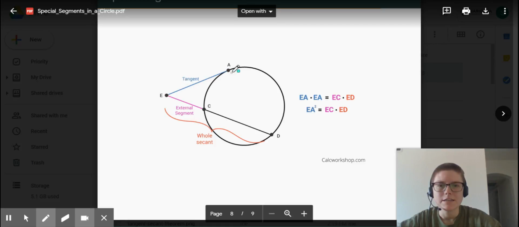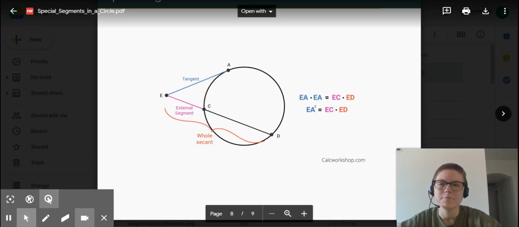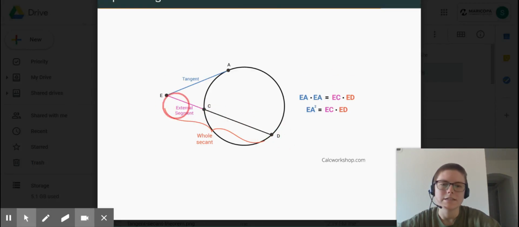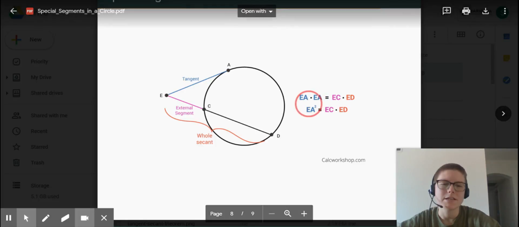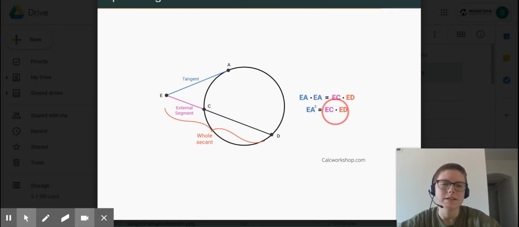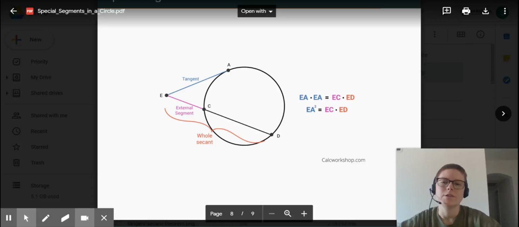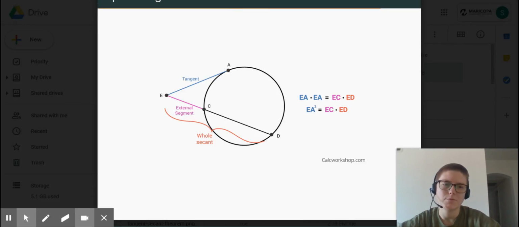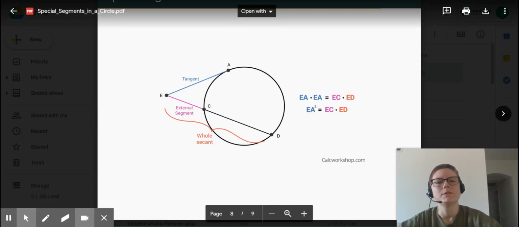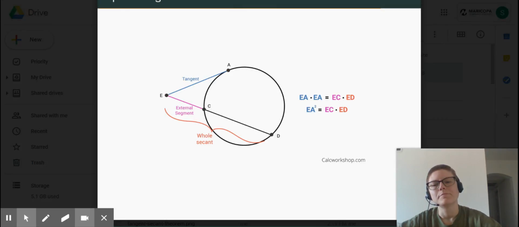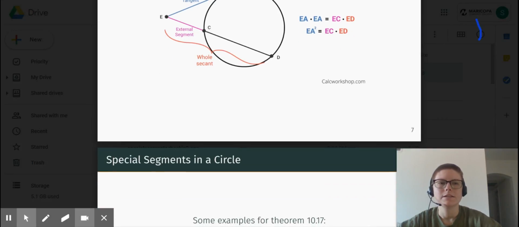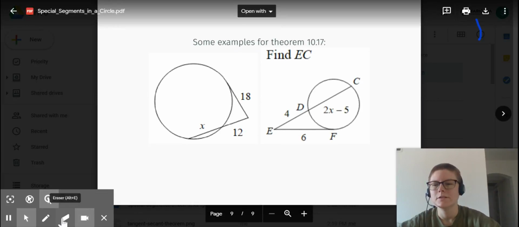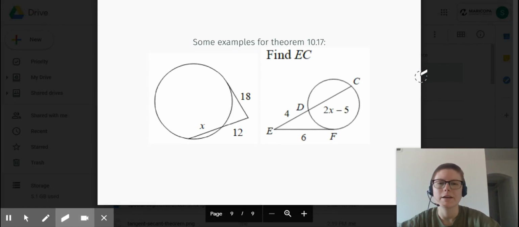So the tangent is EA, right? So we multiply it by itself, which is how we get the EA squared. And then the external secant segment is EC, and the whole secant is ED. So we have EA times EA, or EA squared, is equal to EC times ED. And that's what that one looks like. So we're ready to move to our sample problems now. Make sure you get down your picture in your notes so you see what it looks like. That pesky little blue piece up here keeps coming back.